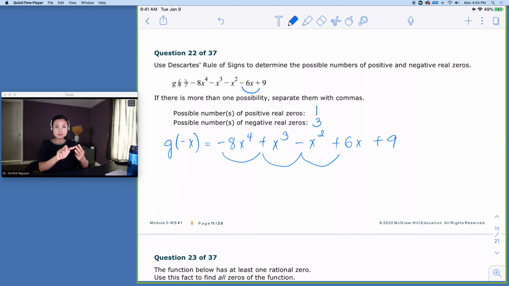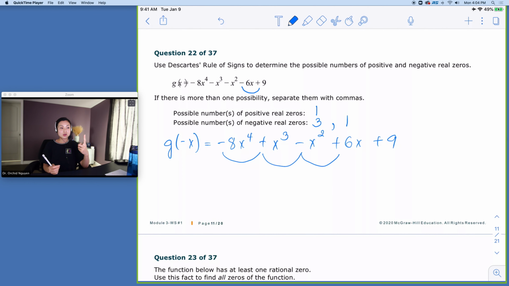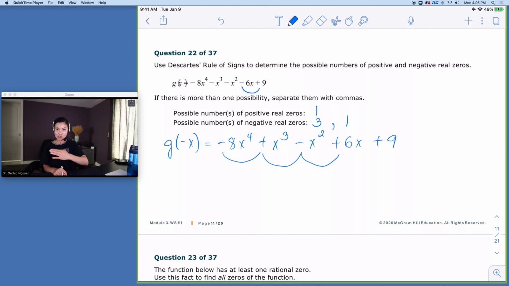But because it's 3, you can take away 2. So the possible could be 1 as well. So we either have 3 possible zeros or 1 possible zero. Okay, so I know it's kind of confusing. Anything that is 2 or bigger, you can just take away 2. So let's say if I have 4 changes, then the possible would be 4 and 2 and 0. So you keep subtracting 2. If I have 5, that would be 5 or 3 or 1.